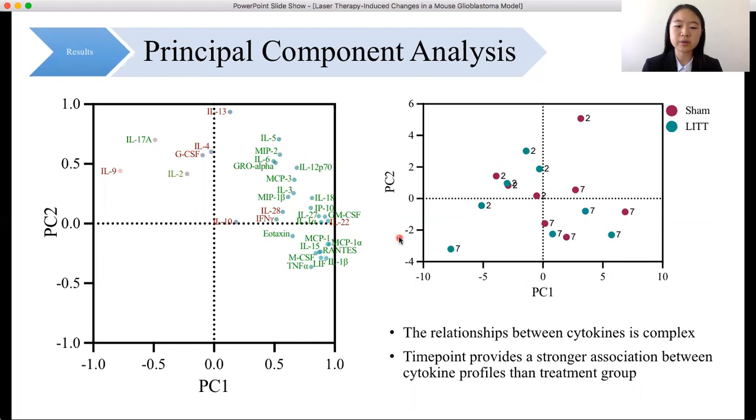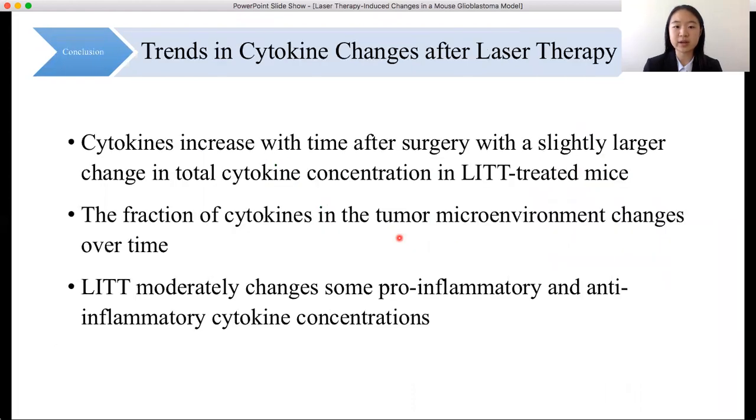From these results, we're able to show some trends in cytokine changes after laser therapy. The 3 main conclusions are shown here. First, that cytokines increase with time after surgery with a slightly larger change in total cytokine concentration in the laser-treated mice as opposed to the sham-treated mice. This points to the fact that perhaps laser has an effect on increasing the number of pro-inflammatory cytokines that are being released in the tumor microenvironment.